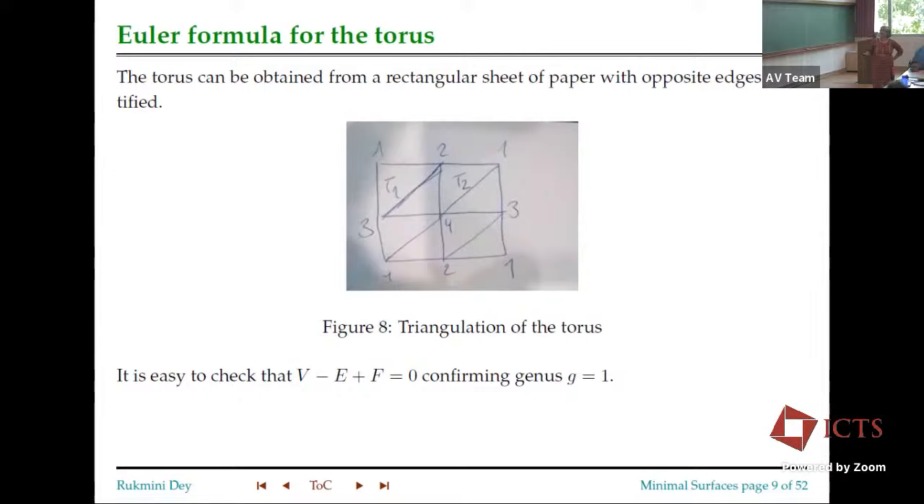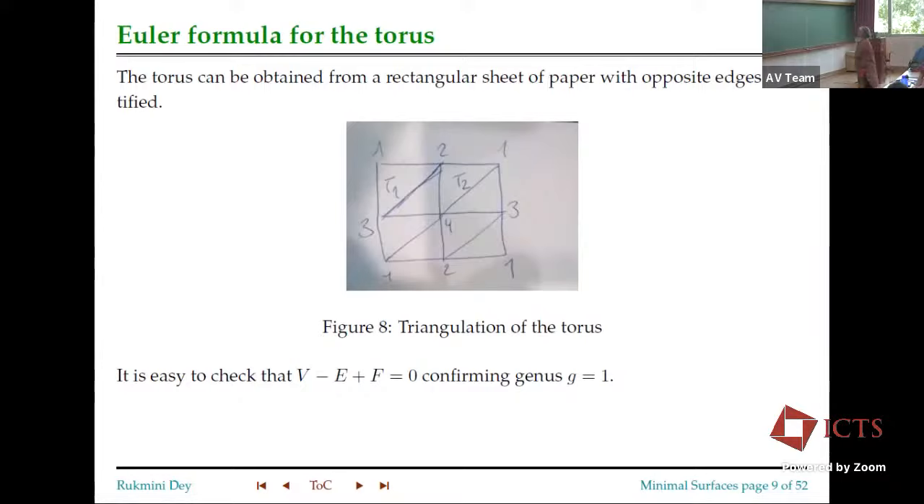1, 3, 3, 1. 1, 2, 2, 1. Then 1, 4, 2, 3, 4, 1, 3, 2. And then 2, 4, 4, 2, 3, 4, and 4, 3. These are all edges. You have to count them as separate edges, right? And vertices also, these 4 points will be identified to 1. Okay. Got it? When you close up the figure.